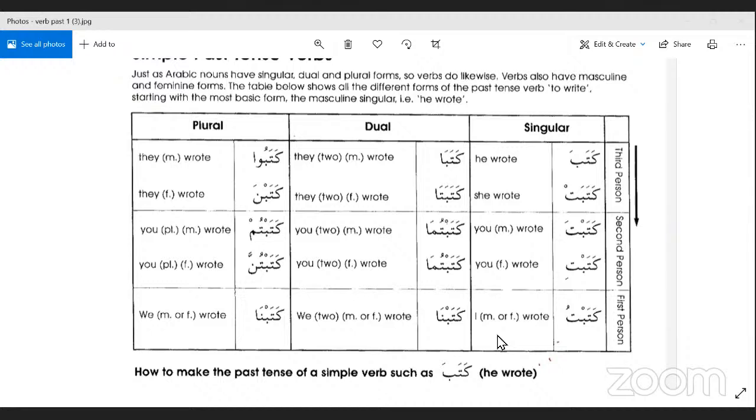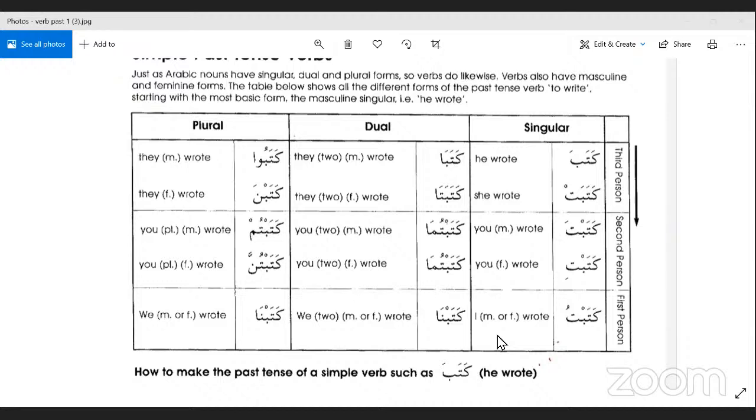And then katabtunna is more than two females, so you more than two females wrote. That's right. Excellent. And then first person, it could be I, or it could be he or she. No, it's not he or she. It's I and we. I and we. Excellent.